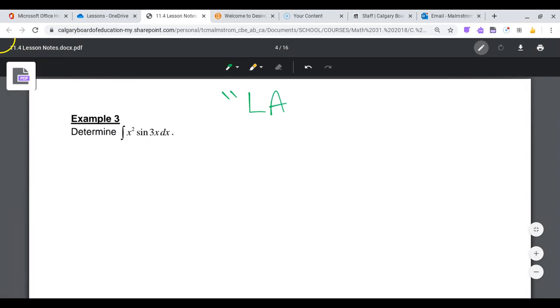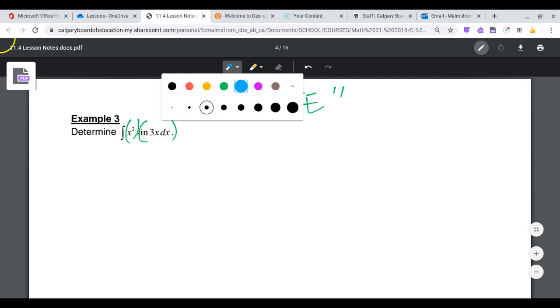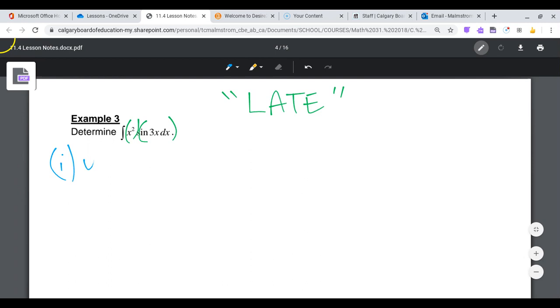So using our new LATE rule, when I look at this, I see my product is x squared being multiplied by sine 3x dx. The x squared will be my algebraic piece, so u will be x squared. That means when I take the derivative of u in terms of x, I get 2x. And for my rule, I need to rearrange, so du is 2x dx.